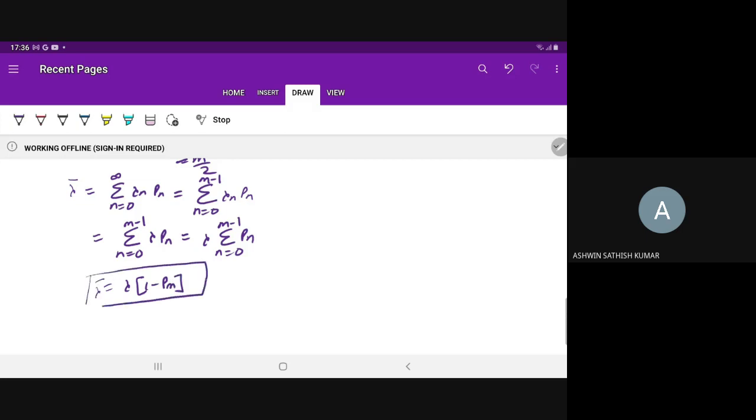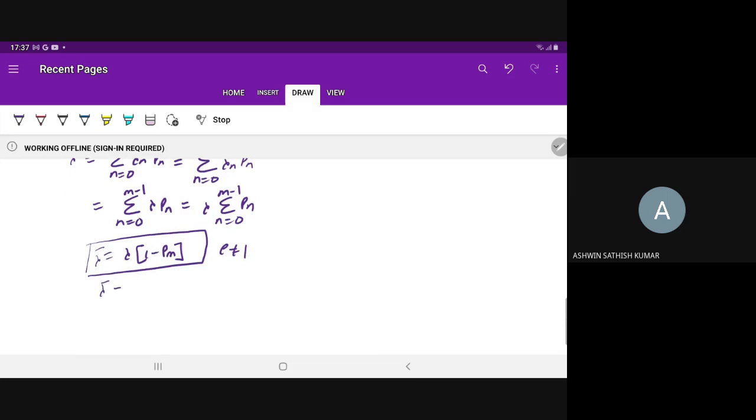So lambda bar, the effective arrival rate, is equal to lambda into 1 minus Pm. Means there are some lost customers, customers who are not able to take the service, who are not able to join the system. Due to the lost customers, we have a loss of revenue. That's why this is the important one. So lambda bar is equal to lambda into 1 minus Pm. This is true when rho is not equal to 1.